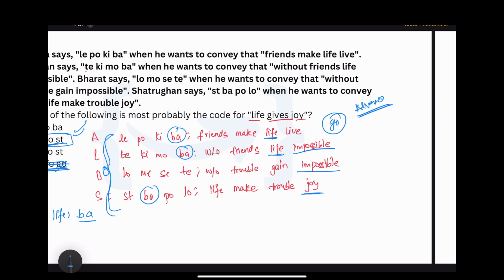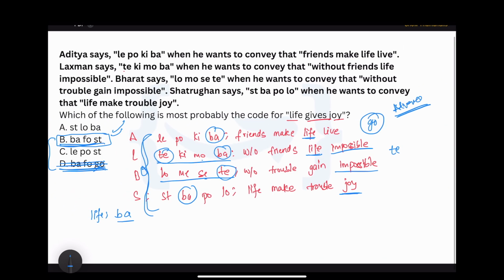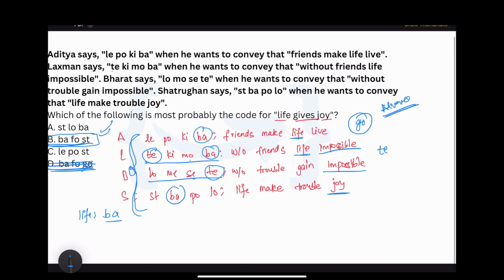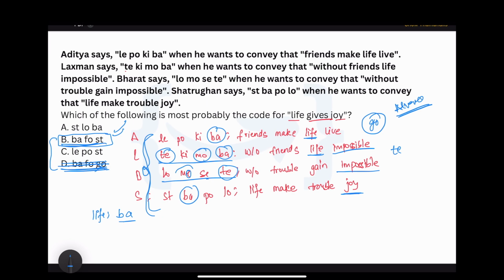So in impossible, which word is repeated here? Te is repeated. Then we have ki mo, then we have lo me se, isn't it? So only one te is repeated. And in the table itself, I can see impossible will be te and mo. Okay, so where is Bharat? Okay, so this is mo as well. So we have mo and mo. Clear? So impossible maybe te and mo, because these two are repeating.